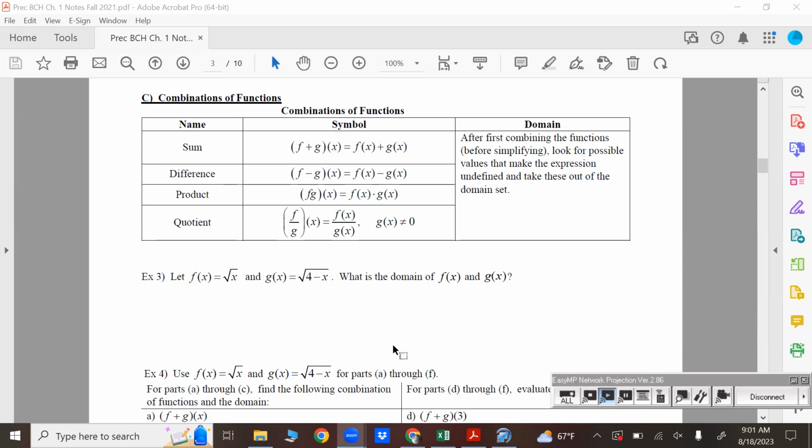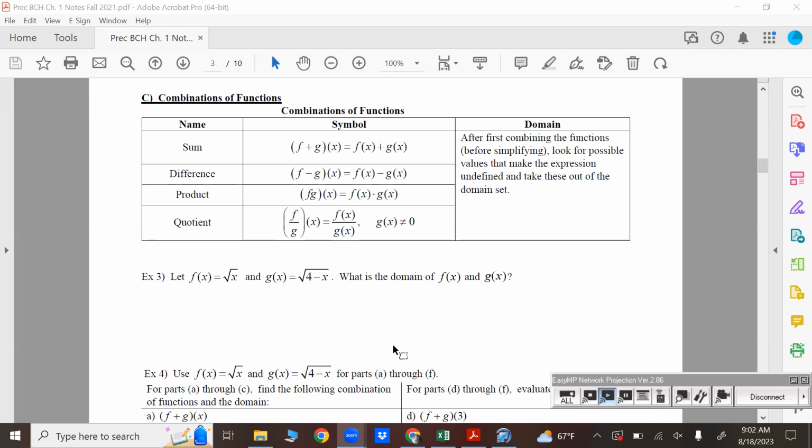All right, combination of functions, right? Pretty straightforward, like you're adding 2 functions, right? Or if you see the symbol here, it's adding 2 functions. See that symbol? Of course, guarantee that g of x is not equal to 0, right?